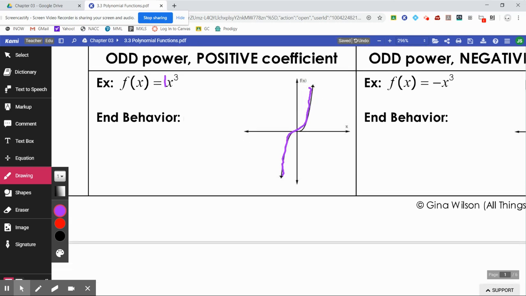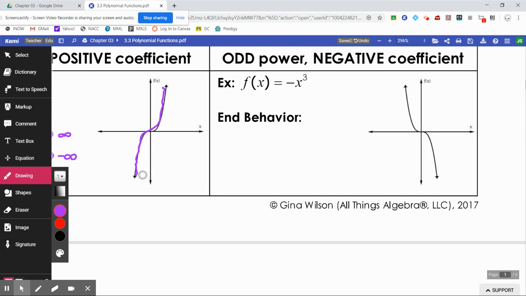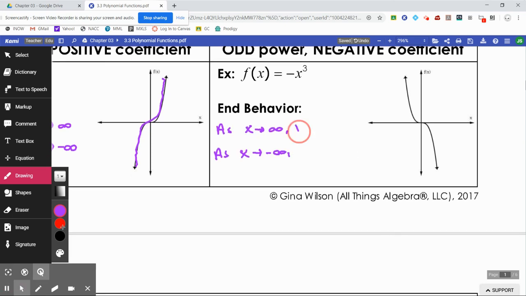Your end behavior will now be this. As you travel to the right on these graphs, your graph will always increase. As you travel to the left, your graph will always go to negative infinity. And then if you were to, again, multiply that by a negative one out front, it flips your graph over and would reverse those end behaviors. As you travel to the right, your graph would go down. And as you travel to the left, your graph would go up.